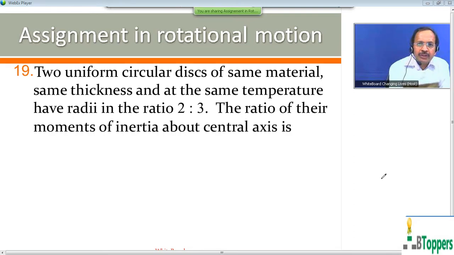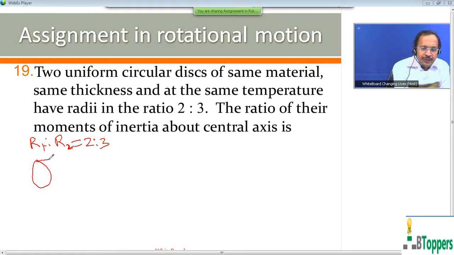Two uniform circular discs of same material, same thickness, and at the same temperature have radii in the ratio 2:3. The ratio of their moments of inertia about central axis is. So its thickness is given to be the same. Ratio of the radius of the first disk and second disk is 2:3. Let R1 denote the radius of first disk and R2 denote the radius of second disk.